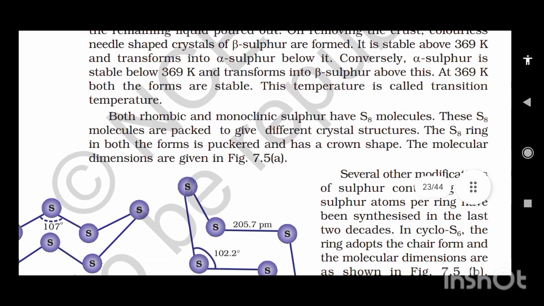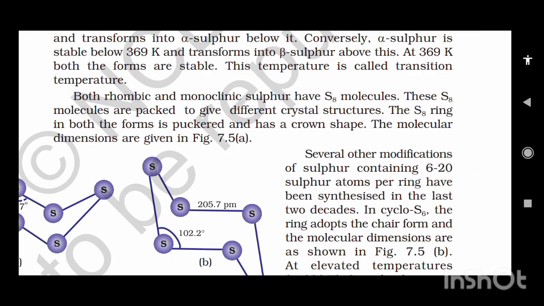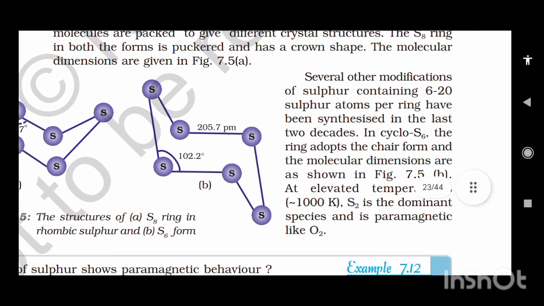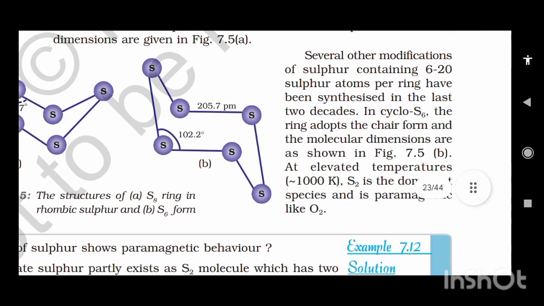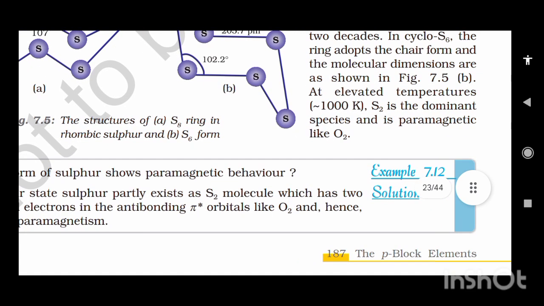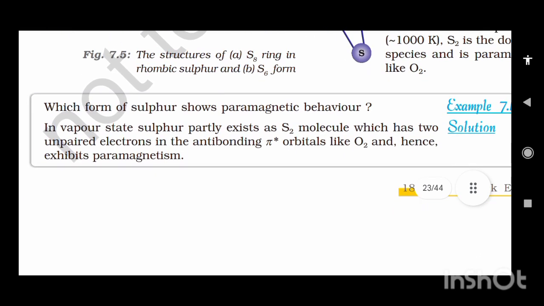Both rhombic and monoclinic sulfur have S8 molecules. These S8 molecules are packed to give different crystal structures. The S8 ring in both the forms is puckered and has a crown shape. Several other modifications of sulfur containing 6 to 20 sulfur atoms per ring have been synthesized in the last 2 decades. In cyclo-S6, the ring adopts the chair form. At elevated temperatures, nearly 1000 Kelvin, S2 is the dominant species and is paramagnetic like O2.